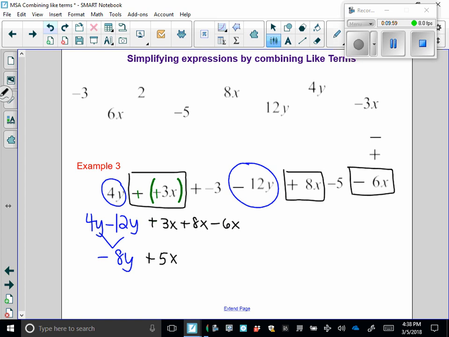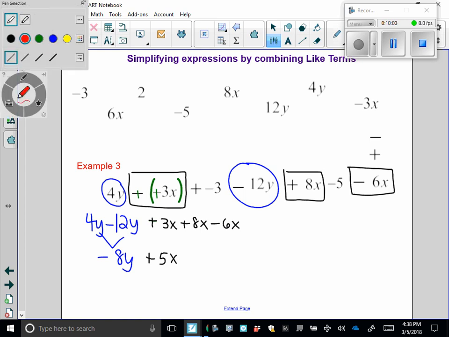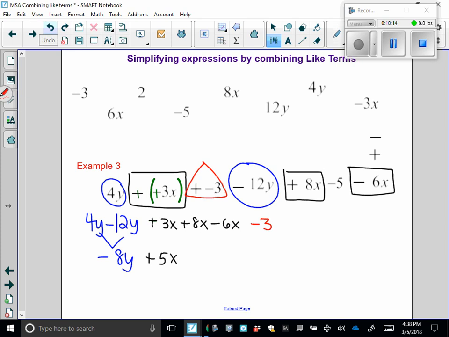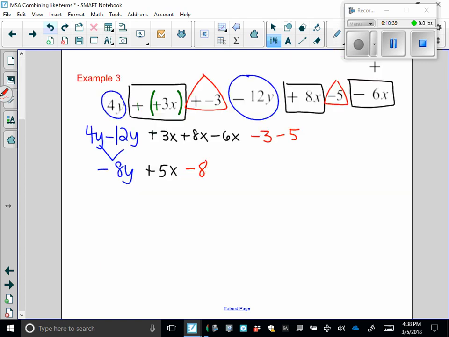And then you have your numbered terms, so plus a -3. That's like subtract 3, because adding a negative is the same as subtracting a positive. And then we have -5. If you think about -3, like 3 below 0, and then taking 5 more away, you have -8. So to finish this off in alphabetical order, 5x minus 8y minus 8, your final answer.